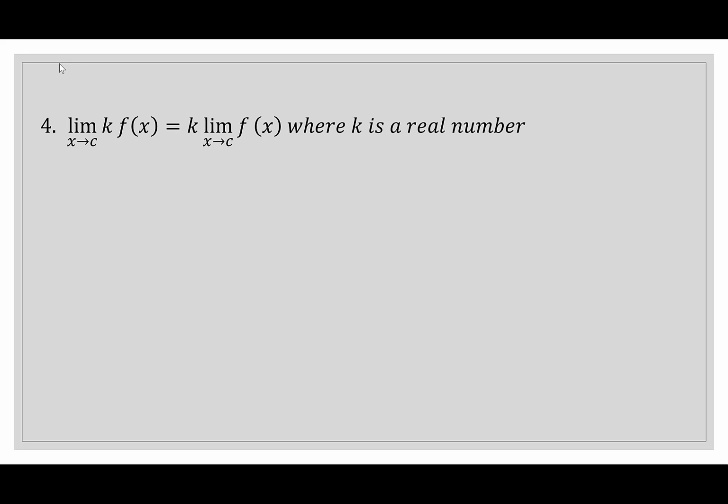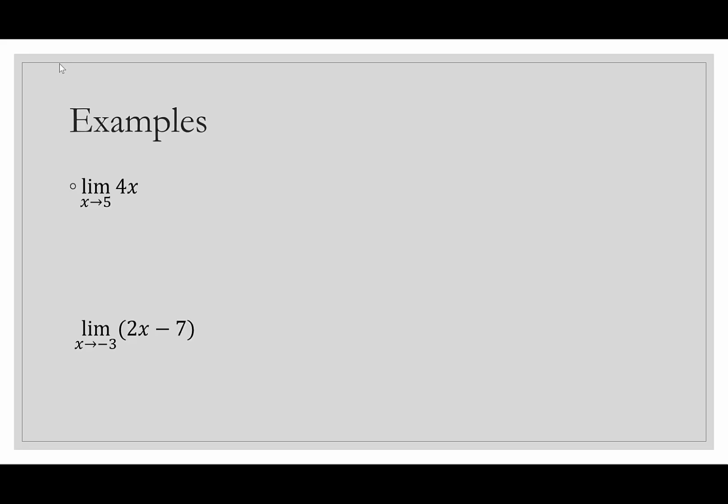If I throw a coefficient in, so the limit as x goes to c of k times f of x, well, the coefficient could come out, so we could just remove it and say k times the limit as x goes to c of f of x, and k is a real number. You actually don't have to pull the number out, you can just plug the number in and use it.